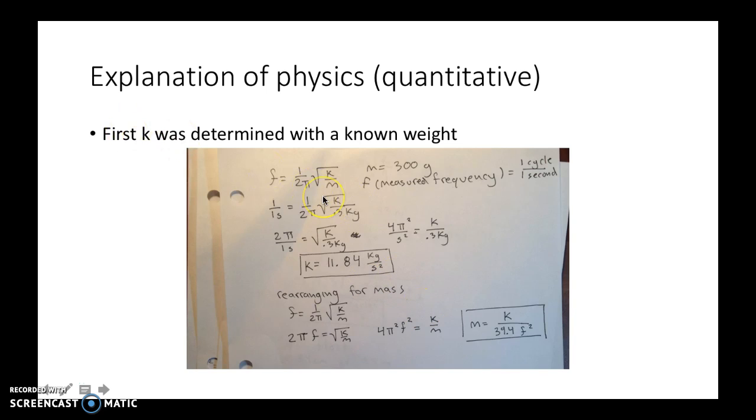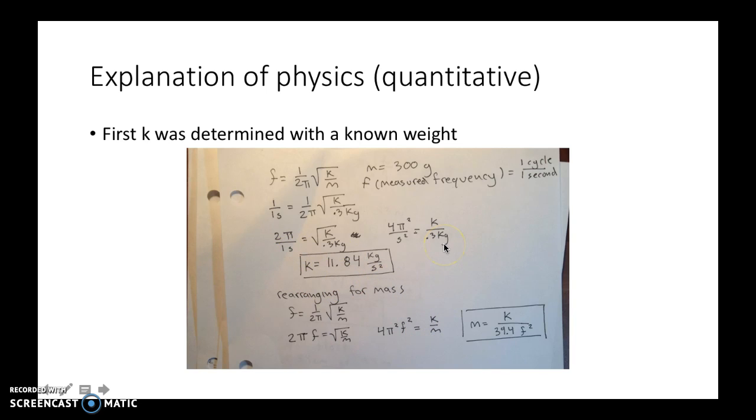First, K was determined with a known mass. I have a mass of 300 grams, and I measured the frequency using a video. I took about a 10-second video, and I saw that 10 cycles occurred in that time, so that goes down to 1 cycle per second. Putting those values in, I eventually find that K equals 11.84 kilograms per second squared, which I'm right about, because those are the correct units for K.